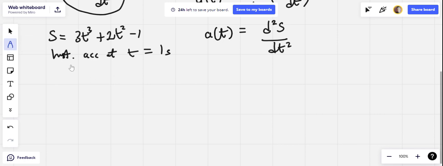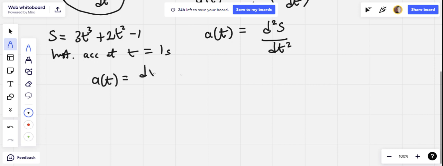Now, you know that instantaneous acceleration equals dv/dt, the differential of v with respect to t, which is the same thing in terms of displacement as d squared s over dt squared. That means you differentiate displacement 2 times. Or if you have the expression for velocity, you differentiate velocity 1 time to get acceleration. But if it was displacement that you were given, you differentiate it 2 times to get acceleration.